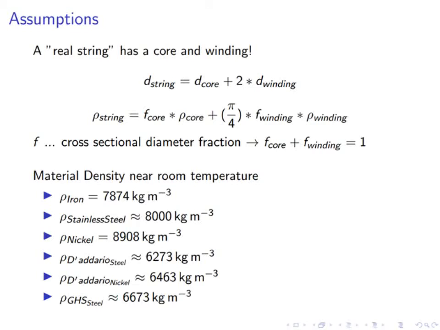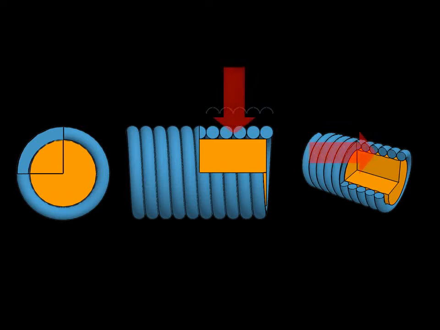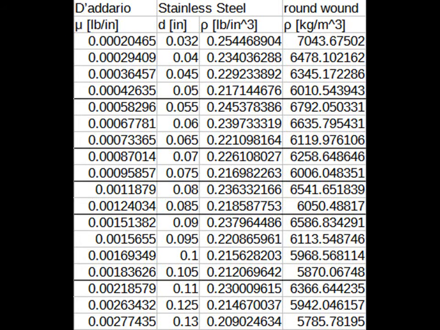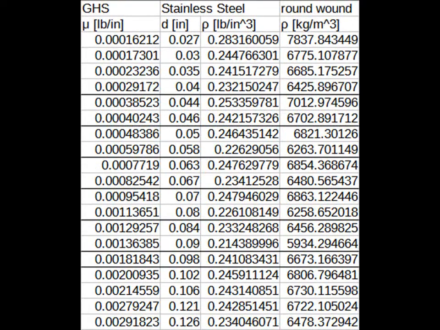Because of the winding, we have a few gaps in the string. If you look at it like this, those pockets vary by the thickness of the wiring. So the actual density of the string depends on the core thickness and the wiring thickness. And I've looked up some manufacturing websites. The density varies wildly between different string gauges.